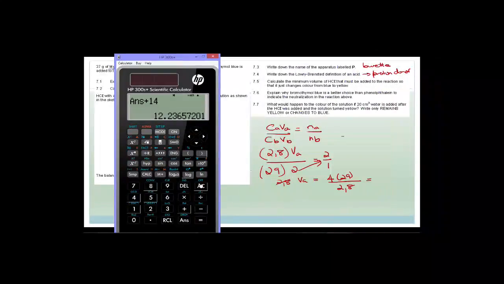So it's going to be 4 times 29 divided by 2.8 equals 41.4 decimeters cubed.